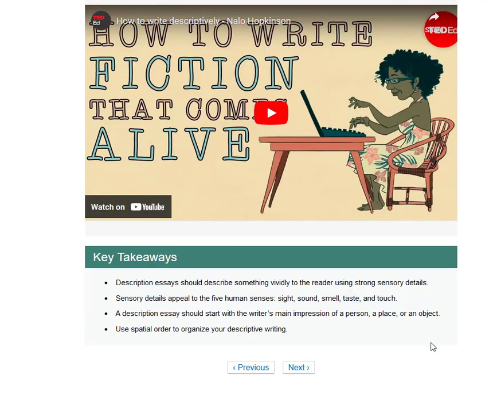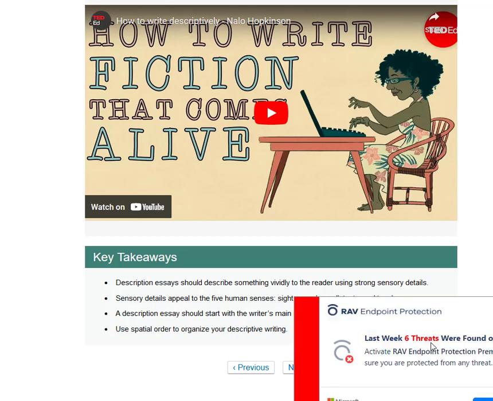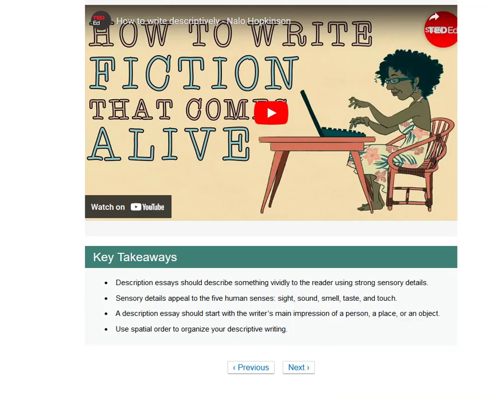Key takeaways. Descriptive essays should describe something vividly to the reader using strong sensory details. Sensory details appeal to the 5 human senses: sight, sound, smell, taste, and touch. A description essay should start with the writer's main impression of a person, place, or an object. Use spatial order to organize your descriptive essay.